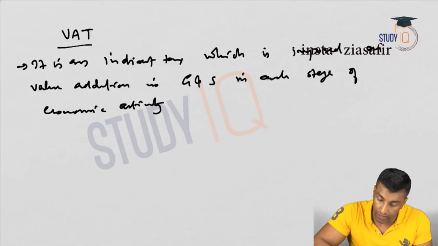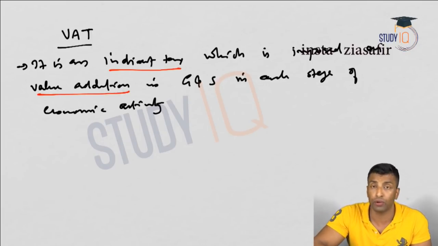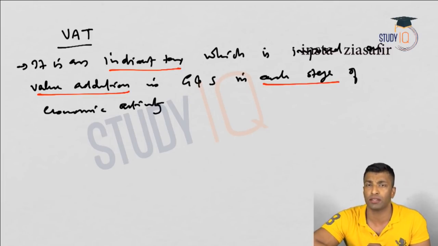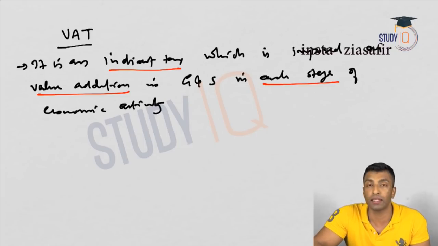Indirect tax which is imposed on value addition in goods and services at each stage. So wherever value addition is happening, in all these cases the tax will be imposed in each stage of the economic activity. It can be done at the stage of production, and it can also be done at the sales stage. So it can be done at production as well as sales stage.